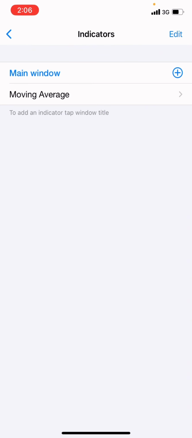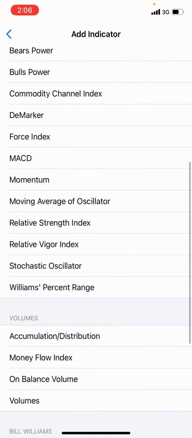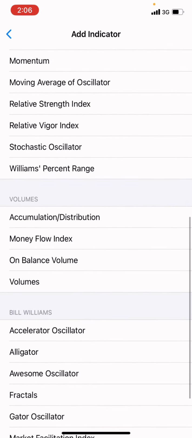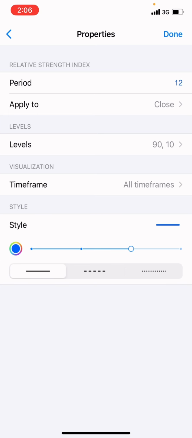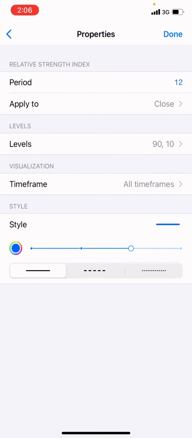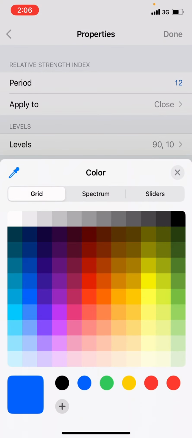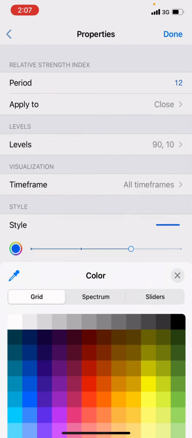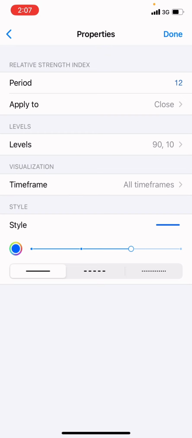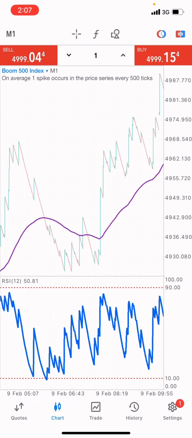crash 500 index market. Now the RSI, we're going to put it on indicator window 1. I'm going to choose on the RSI, which is the relative strength index. Put it on period 12 while we apply to close. The level is going to be on 90 and 10, right? The level should be on 90 and 10. Then you put it on 3 pixels. The color should be on blue, or you can use any color of your choice as long as you know what you're doing in the market, right? As long as you can trace these colors on the RSI. So we're using blue right now, right? And we're using this first line here, this one. Then click on done.